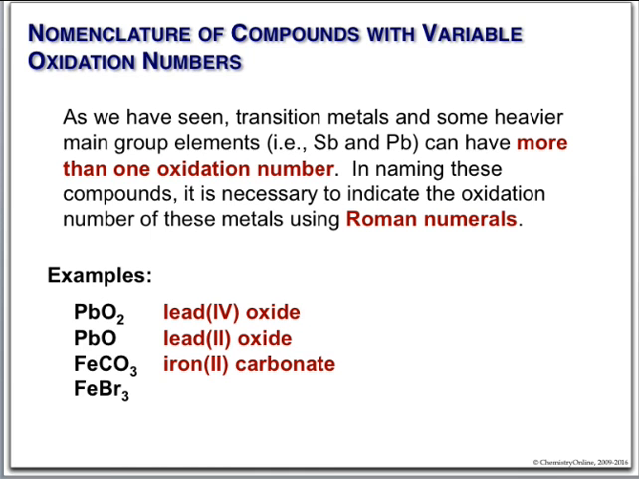Every halogen, and bromine is a halogen, is a -1. We have 3 minuses here. So what's the charge on the iron? It's got to be iron(III) bromide.